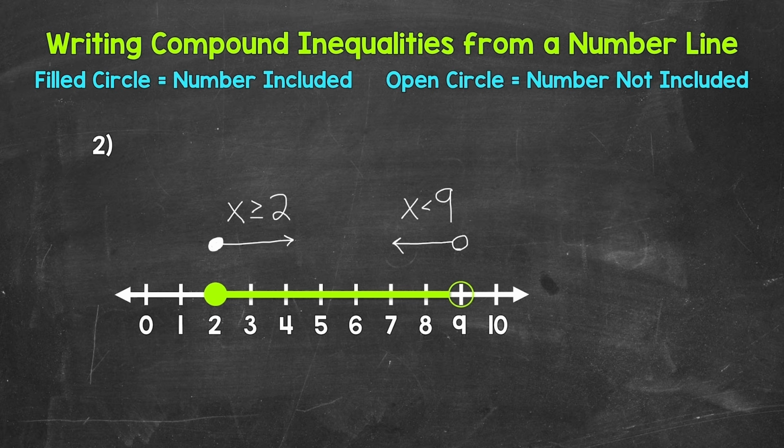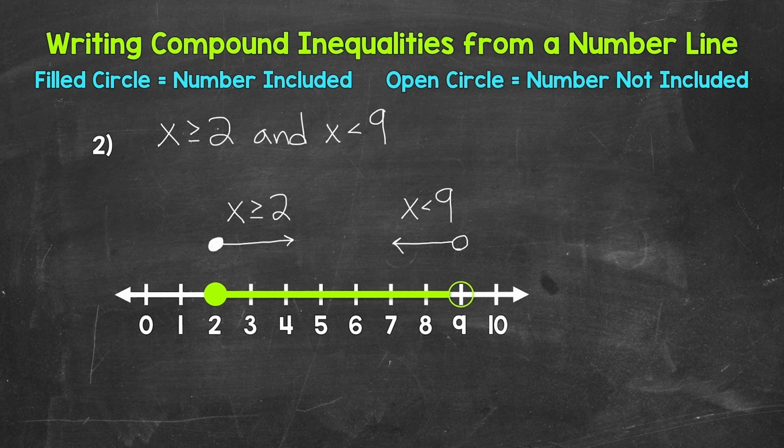And since this is an and compound inequality, we want where these two inequalities overlap. X has to be greater than or equal to 2 and less than 9. So let's write this out. X is greater than or equal to 2 and x is less than 9.